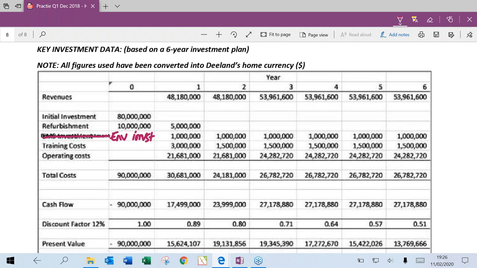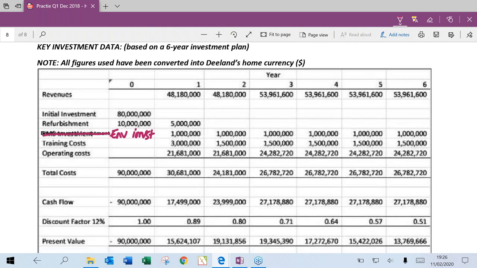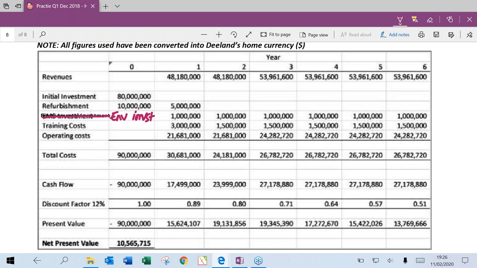So we will be spending money on environment, $1 million each year. And then we'll be spending money on training costs, and then there will be operating costs, and then there is a total cost row. And then there is cash flow. So this is a cash flow, right? So it's minus 90 in year zero. And then in year one, it is 17,499 and so forth.